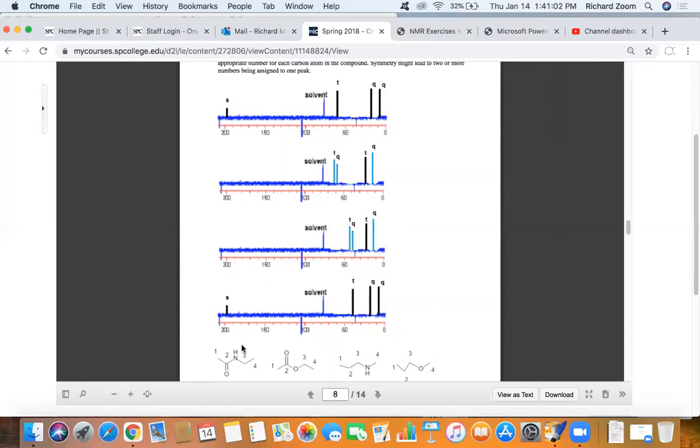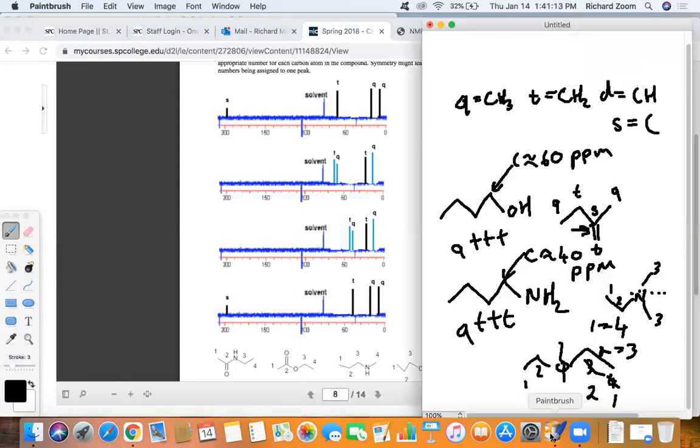All right. So for this one here, can anybody tell me how many Q's, T's, D's, or S's we expect to see? Let's see if I've got it still here on my paint. 2 Q's and 2 T's on the first one. What about on the next one? 2 Q, 1 T, 1 D. No, it's an S. Yeah, 2 Qs, 1 T, and an S, because that carbon doesn't have any hydrogens on it.